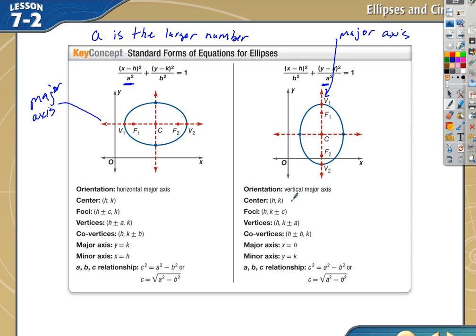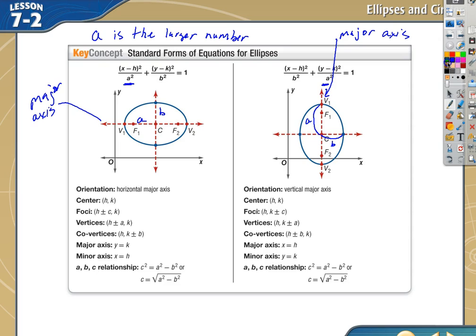On the actual ellipse itself, the measurements are where A comes into play. A is the measurement from center to the major vertex. There's A. B is from center to the minor vertex. This part right here is the whole minor axis, and this is the whole major axis. So this is B, and this is A. Again, just this piece is B, and this whole piece is A.